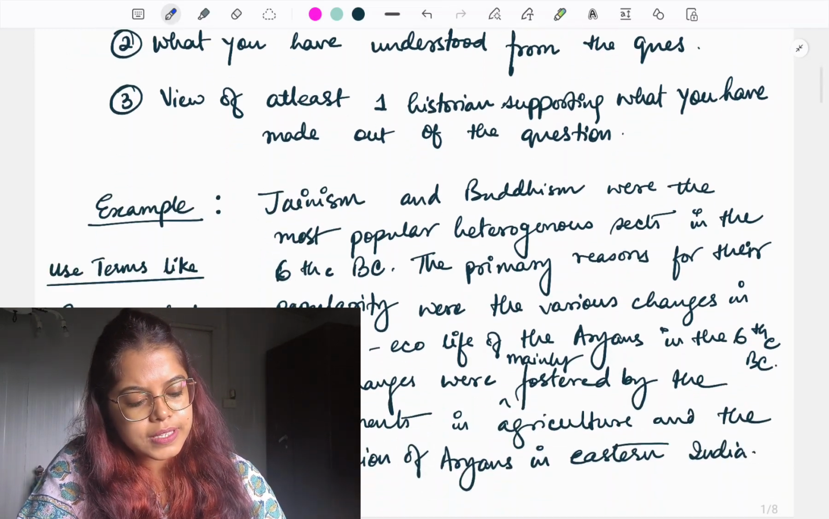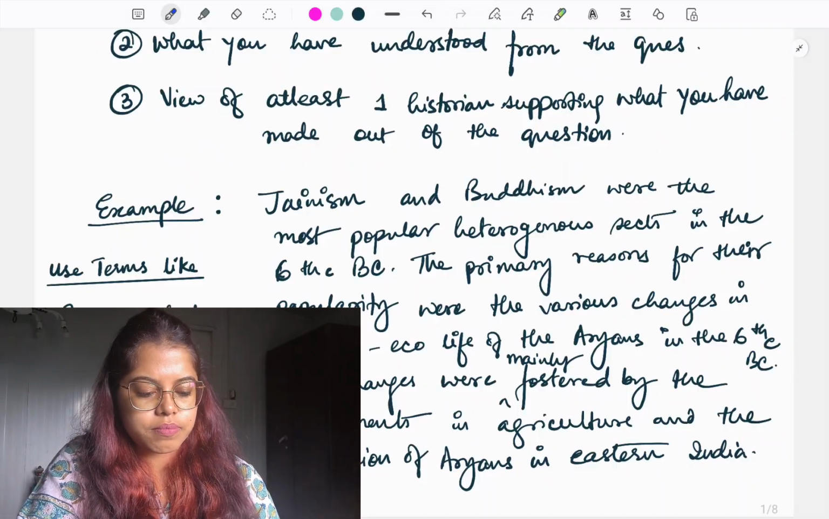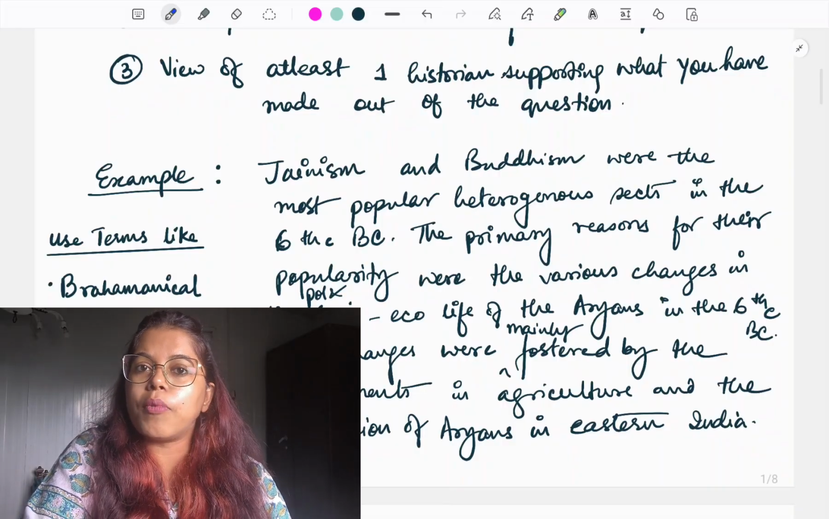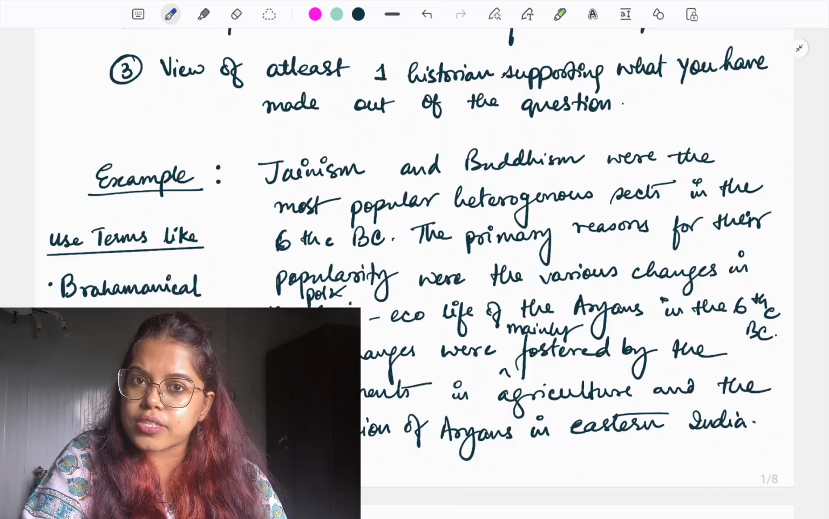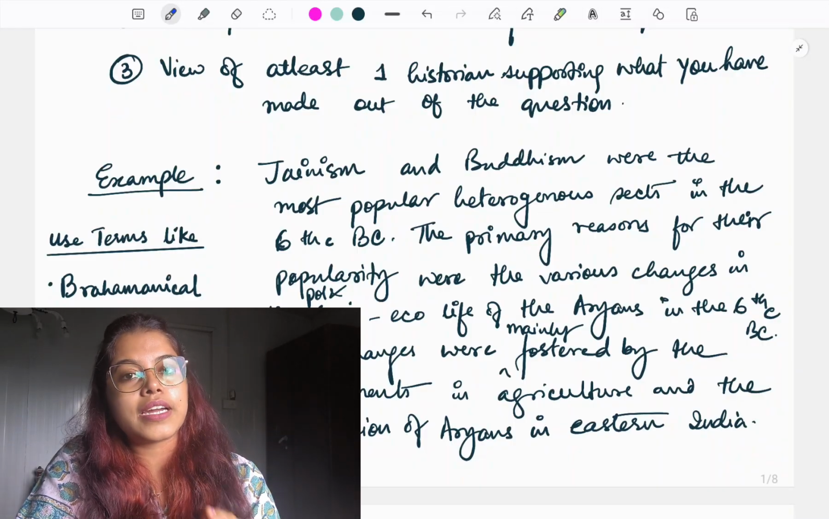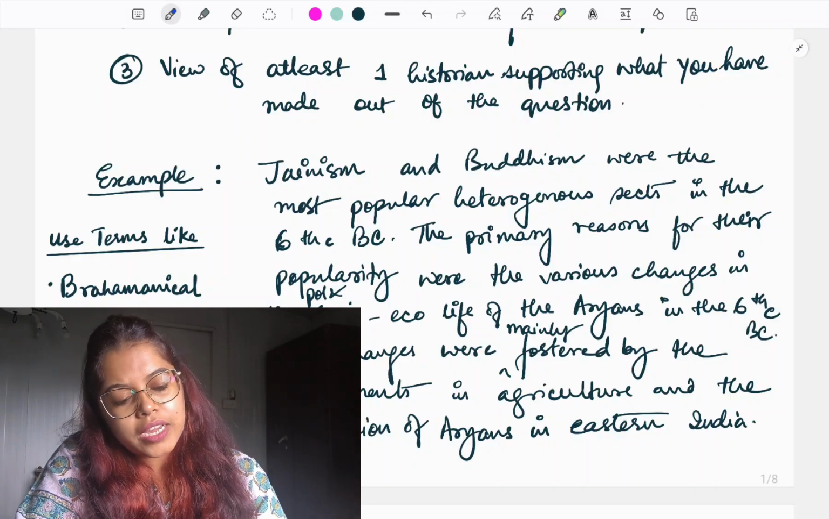For example, this is very rough, okay, I just wrote it down in a hurry. It's just a rough model introduction, but the best introduction is going to be written by you when you understand and write. Just try to take it as a hint. So I have written a general line.